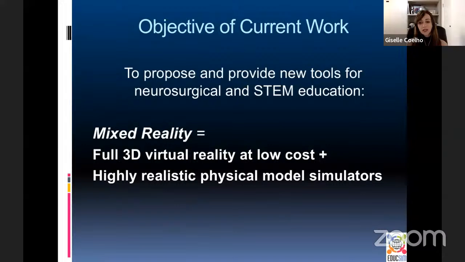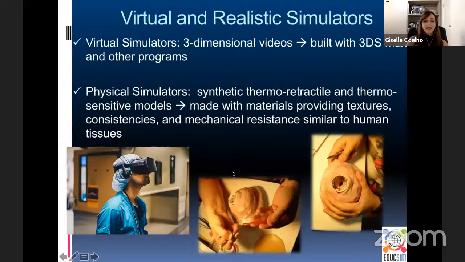Then we developed a project that provides new tools for neurosurgical and STEM education. We created the concept of mixed reality, combining a full 3D virtual reality at low cost, using simple cell phones, and highly realistic physical model simulators. We developed the virtual simulators using programs like 3ds Max and others to insert the trainee in the three-dimensional environment and to understand the step-by-step of the surgery.